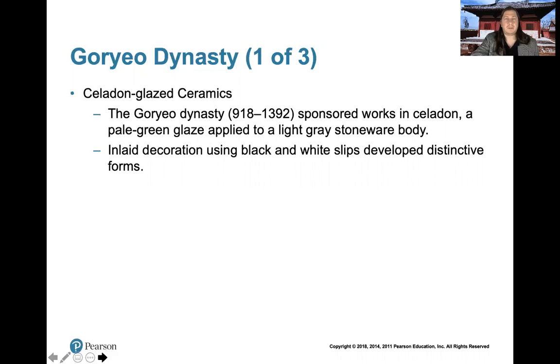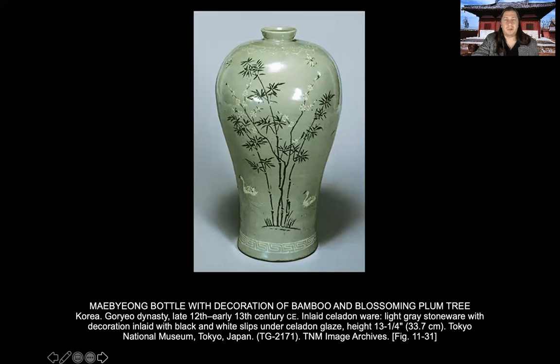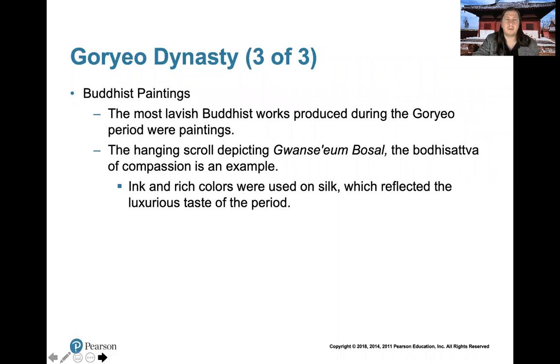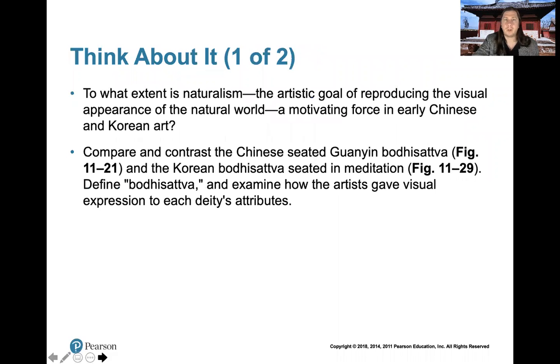Celadon glazed ceramics are imported from China, but they developed their own technique. This is a great example of a Maebyong bottle, and you can see that the design is done in that celadon technique. This is a Buddhist painting. You can see a bodhisattva. It's the same bodhisattva that we saw the sculpture of, Guan Yin. And that's it. That's Korean art as well as Chinese art.